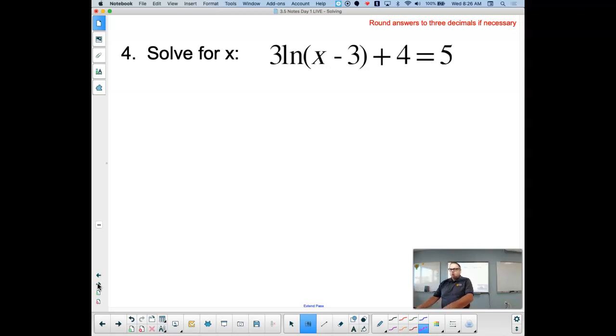Go for it. Round answer to 3 decimal places if necessary, it says. While we're doing that, I should look at where everybody's gonna go. Yeah, sure. You got no pencils anymore? Well.